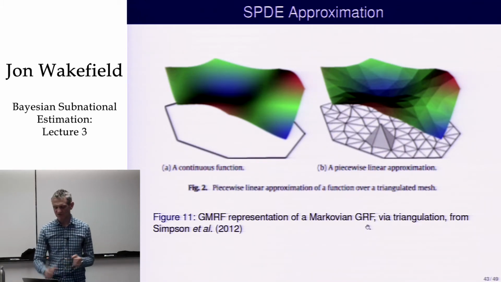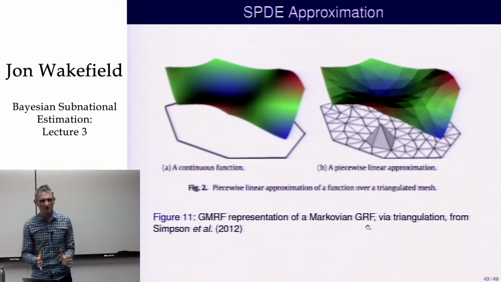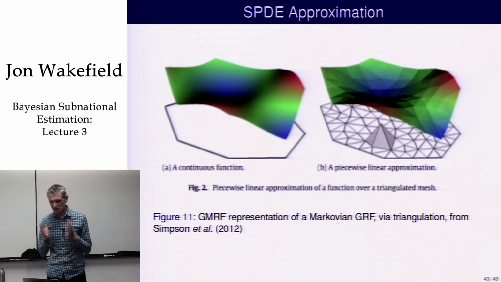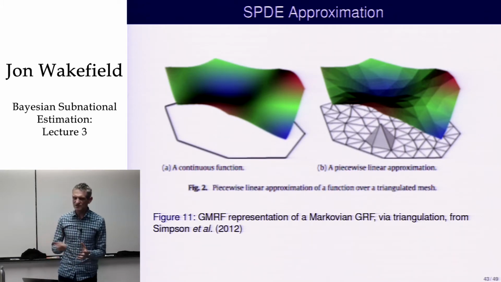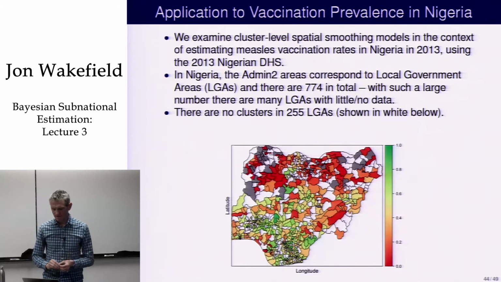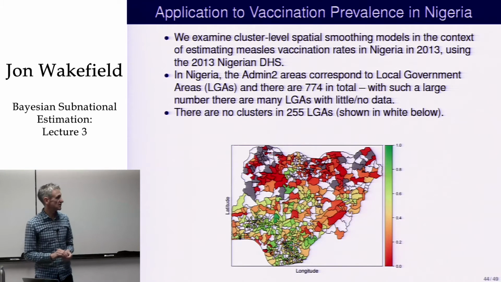Exploiting Markovian structure, the basis functions are constructed in such a way that you get sparsity in the precision matrix, which allows the computation to be fast. And so, just a very quick example of each of these approaches.